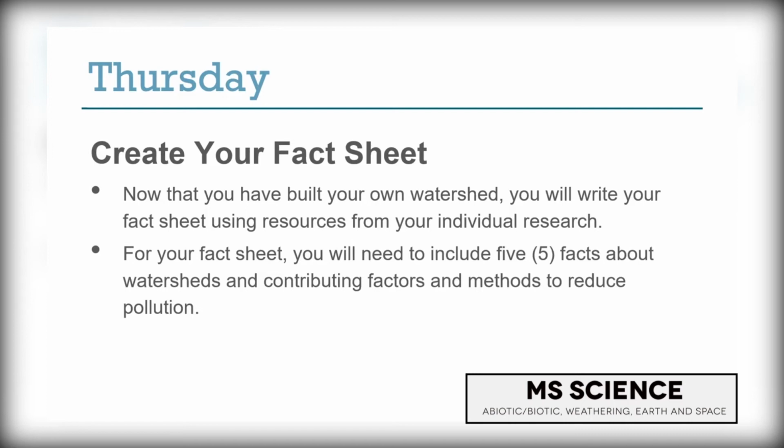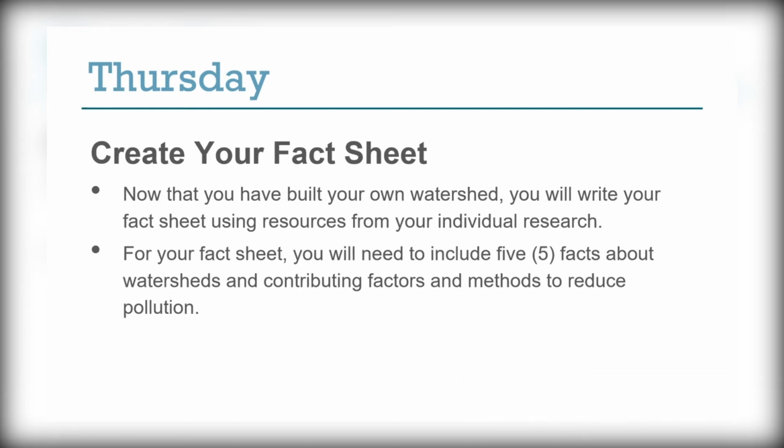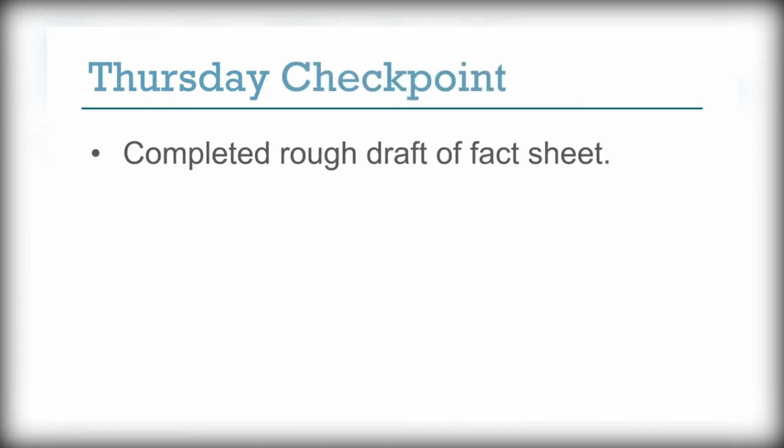Thursday. On Thursday, you'll create your fact sheet. Now that you've built your own watershed, you will write your facts using your resources from your research. For your fact sheet, you will need to include 5 facts about watersheds and the contributing factors and methods that are used to reduce pollution. Thursday checkpoint. Complete your rough draft of your fact sheet.